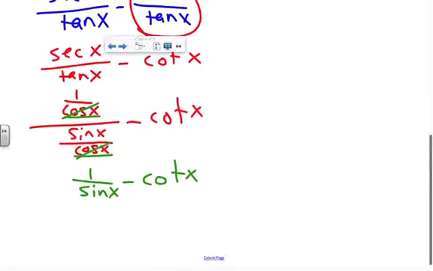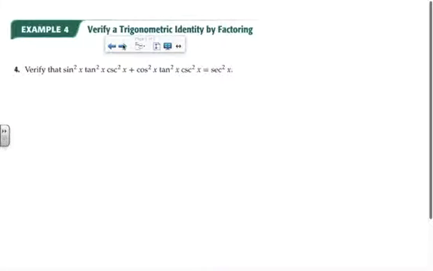So finally, this is cosecant x minus cotangent. Notice in the instructions that we're going to verify this trig identity by factoring. So you're looking at this identity, and the left-hand side, whew, that's a lot more complicated to look at than the right-hand side. So the instructions say I'm going to be factoring.